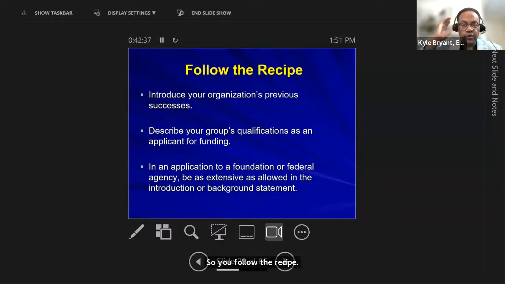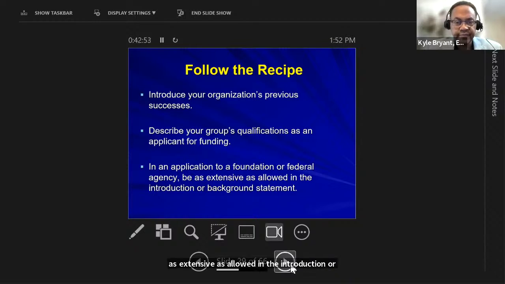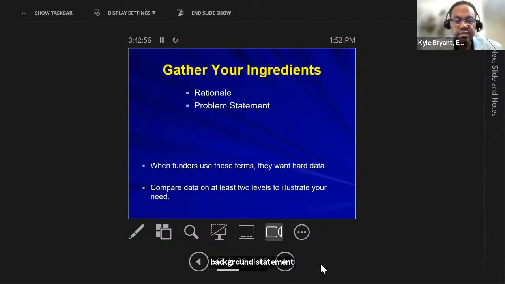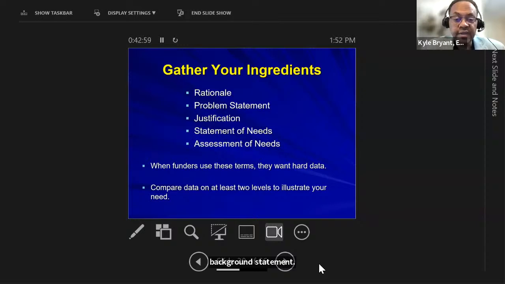You introduce your organization's previous successes. You describe your group's qualifications as an applicant for funding. And in an application to a foundation or federal agency, be as extensive as allowed in the introduction or background statement. So you gather your ingredients. When you see terms like rationale, problem statement, justification, statement of needs, assessment of needs, all of these terms are synonymous. They mean the same thing.